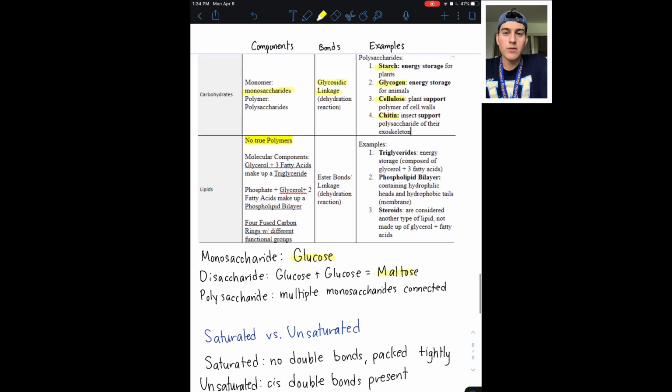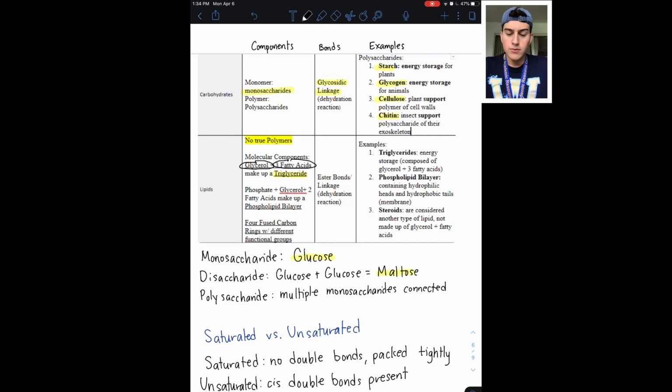So the next thing we went over was lipids. Lipids are not considered true polymers because they're made of different subunits. For example, the first thing we went over regarding lipids are triglycerides. And triglycerides are made up of glycerol and 3 fatty acids.